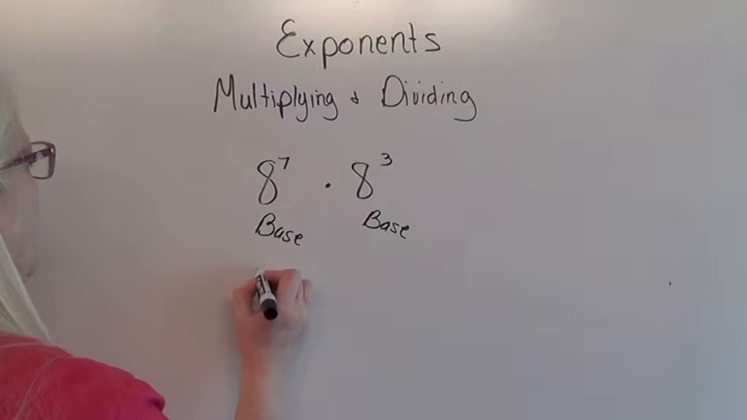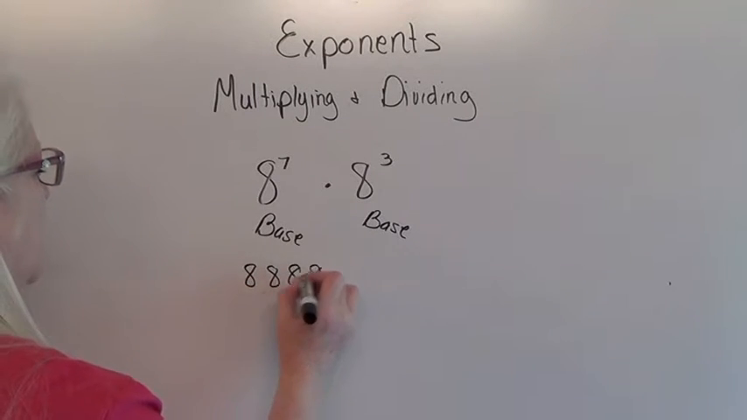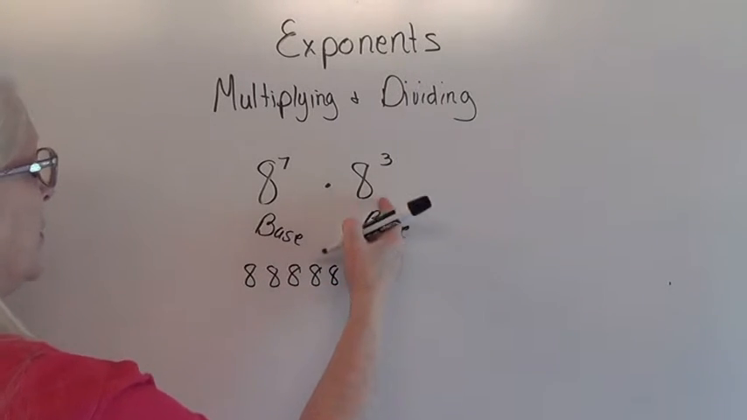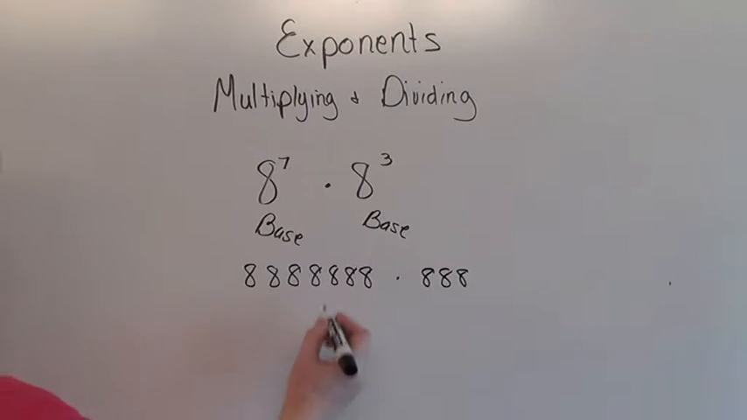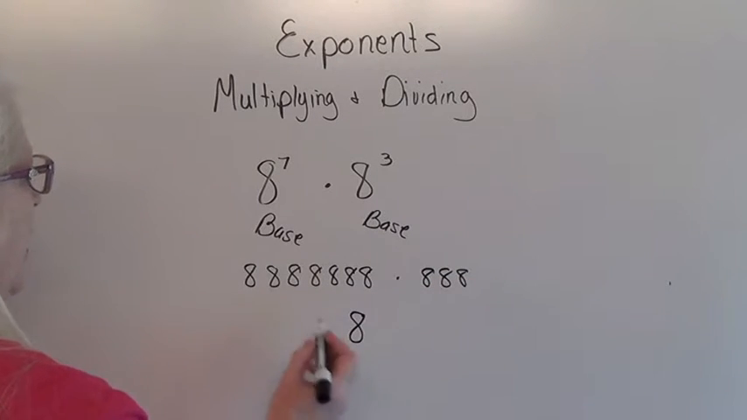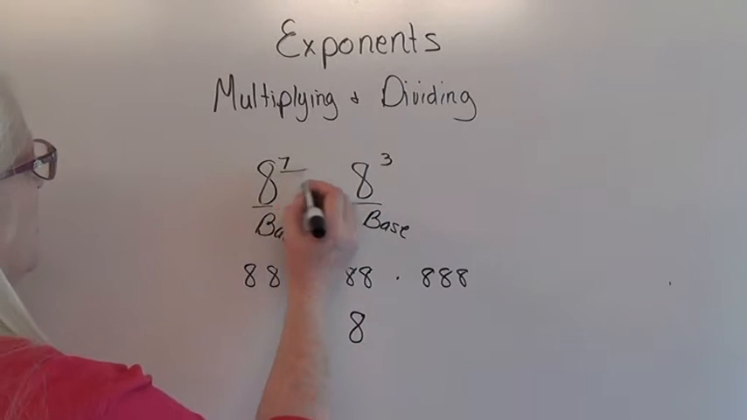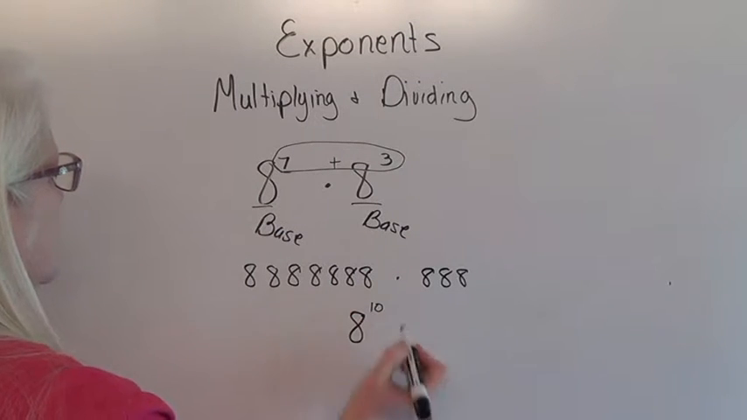So this means that we really have 7 8s, 1, 2, 3, 4, 5, 6, 7, times 3 8s, 1, 2, 3. How many do we have all together? Well, we keep our base. It's the same base, so we keep that base of 8, and then we simply add the exponents. 7 plus 3 is 10.